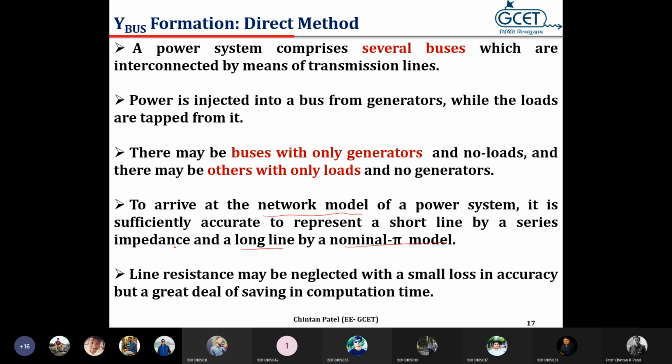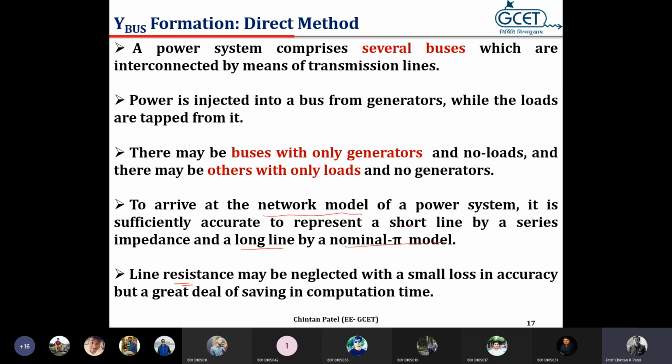Now, for any transmission line, the line resistance may be neglected. We can neglect the line resistance for mathematical analysis. But when we neglect the line resistance, the accuracy of the answer will be decreased. So when we neglect the resistance, whatever answer we receive is not so accurate.